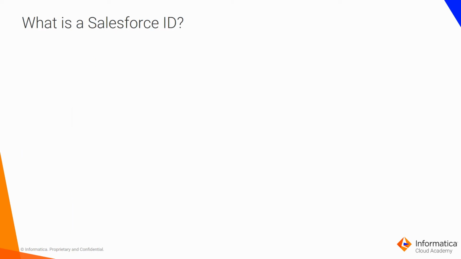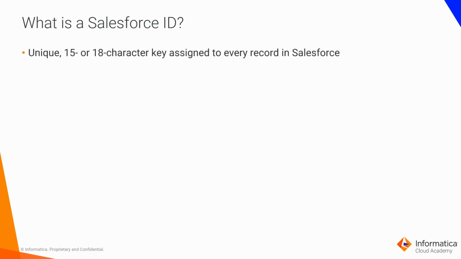A Salesforce ID is a unique key assigned to every record in Salesforce, and this ID is used to identify records in Salesforce. There are two versions of the Salesforce ID, a 15-character and an 18-character version. The Salesforce ID is system-generated when a record is created in Salesforce. This means you cannot change it.